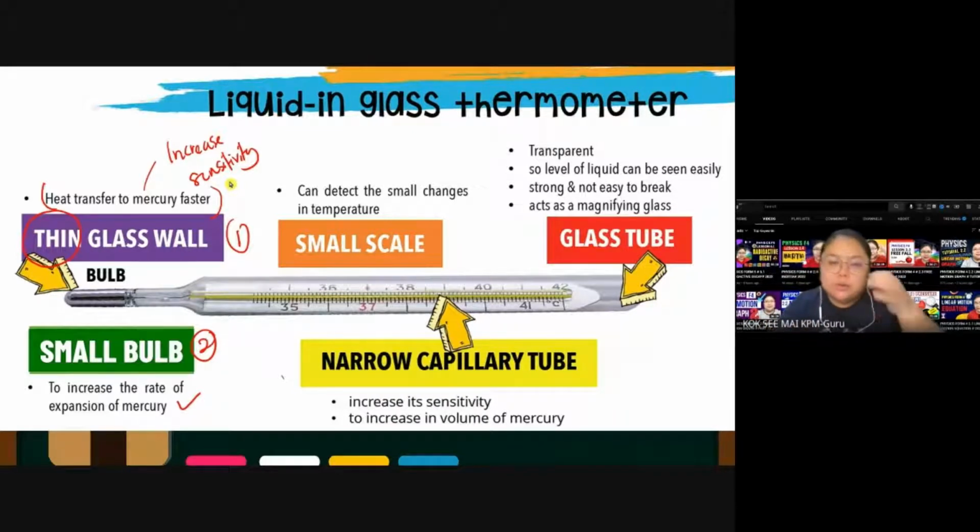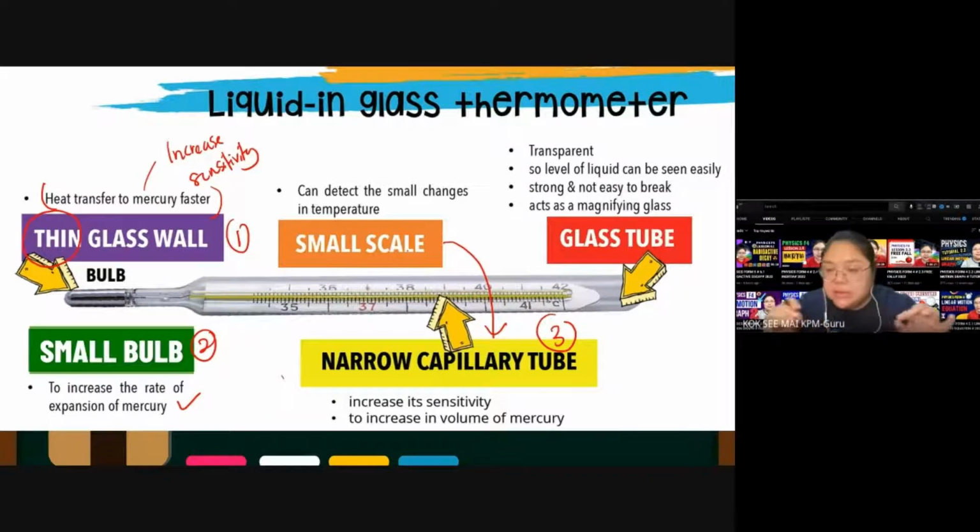Okay, now we go to the second one, the third one. Small scale. Okay, the scale is the smallest. But this one is normally related with number 3. Narrow capillary tube. So I can say the diameter of the capillary tube is very, very small. Why do I want to make it thin? Because I want to make it small scale.